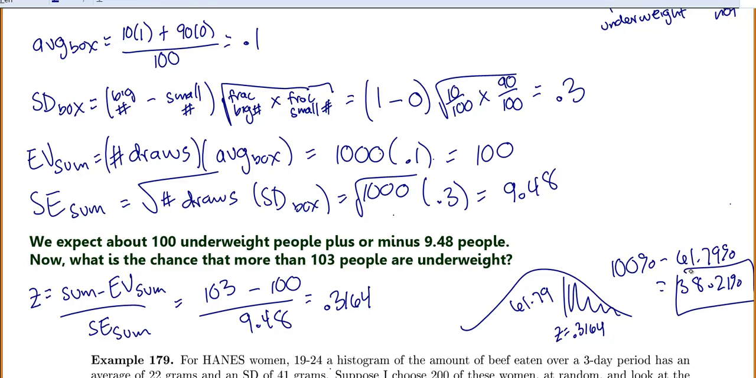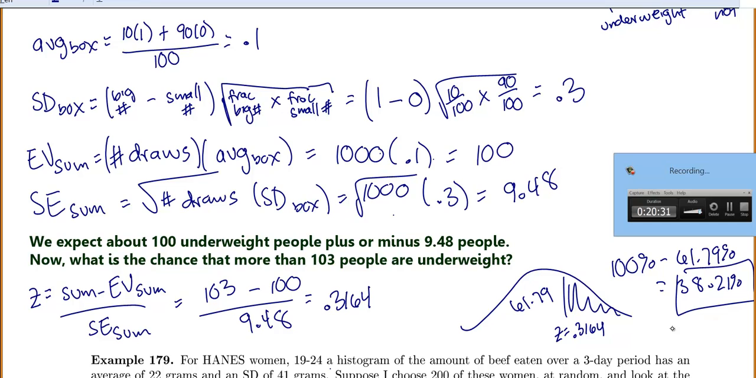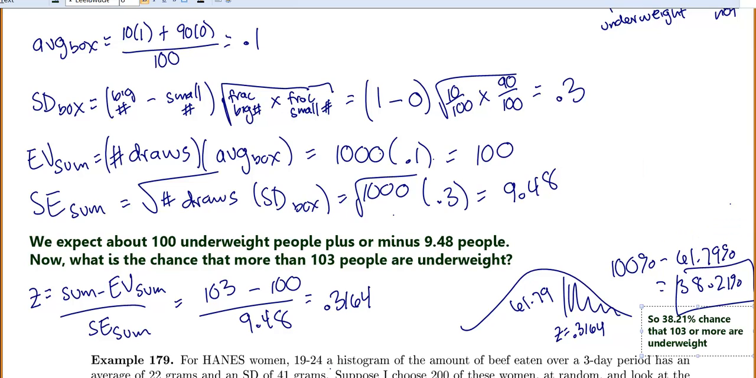So what is the chance that more than 103 of them are underweight? 38.21%. So there's our 38.21% chance that 103 or more are underweight. So we expected about 100 underweight people, plus or minus 9.48. If you're interested in specifically more than 103 people being underweight, then you have a 38% chance.